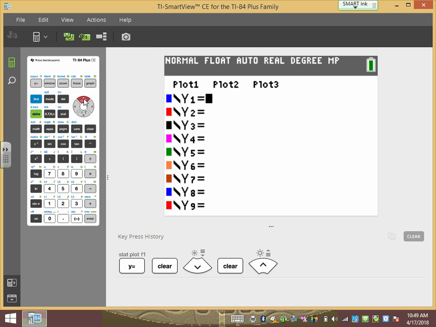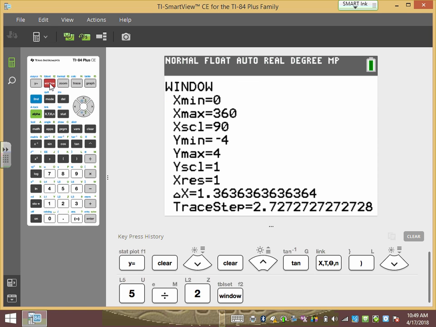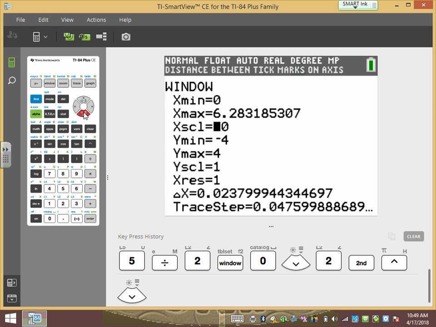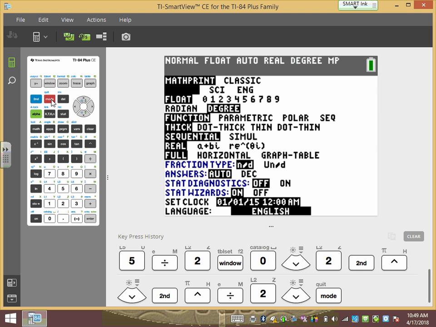So I have tan theta and 5/2. I'm going to go to my window. I'm going to make my x min 0, my x max 2 pi, because that is the restricted window. And then I'm going to make this be pi divided by 2 because I feel like it. My y min -4, and 1 works fine. Now, my window is in radian mode. So what does my calculator need to be in? Whatever your window's in, your calculator needs to be in.